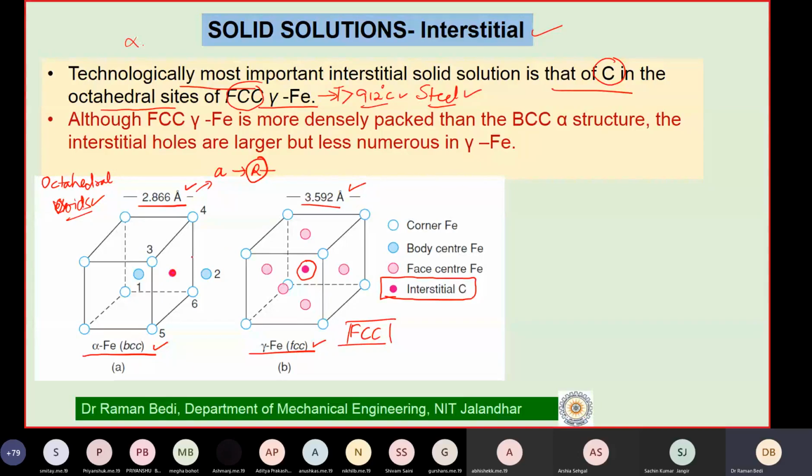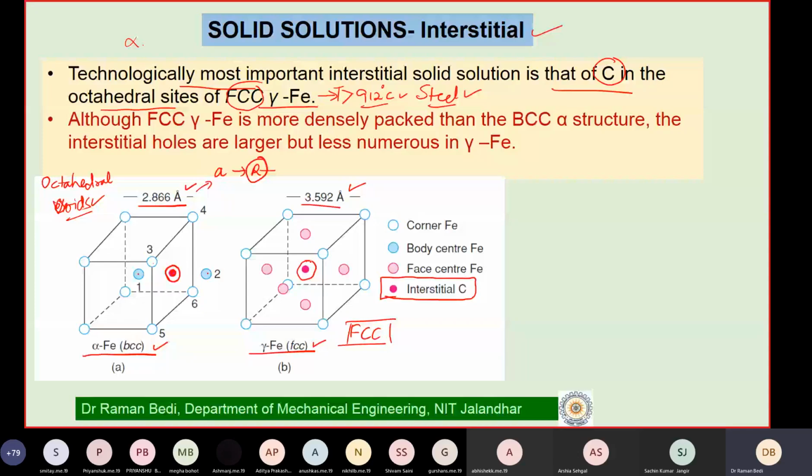In the BCC, the octahedral void is located at the face center. So this is the face center where the octahedral void is located, and this is the body center atom 1. The second body center atom is 2, and the corner atoms are 3, 4, 5, and 6. Similarly, for FCC, we already know that the location of the octahedral void is at the center of the cell.